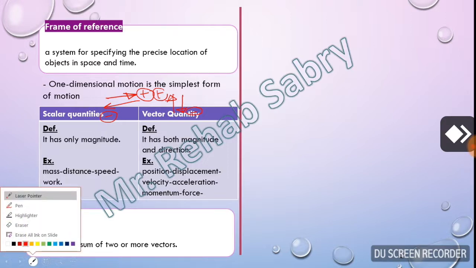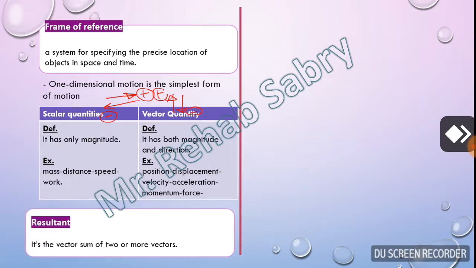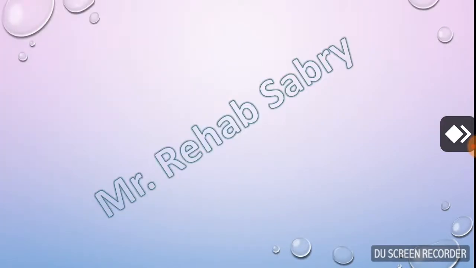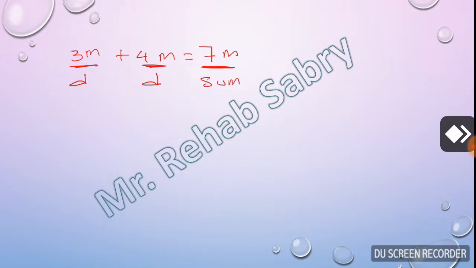Well, to understand that more, let's see this example. If I ask you what is 3 meters plus 4 meters, it equals 7 meters. This is a scalar, so it's a distance. This is another scalar, so it's a distance. This is the sum of them, okay? But what about this case?